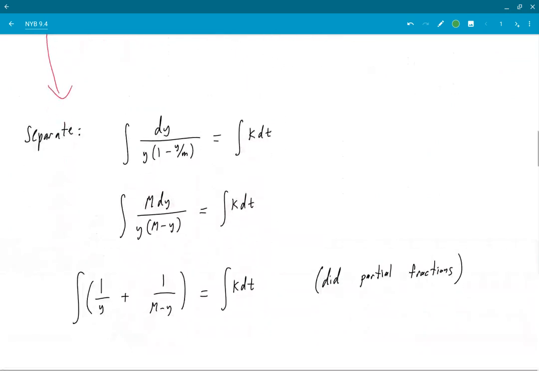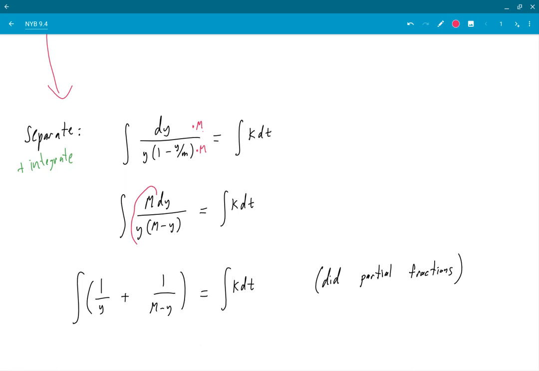Okay, so what do I do? Pause and copy. Start by separating. I separated and I integrated in one step. So this circled thing in green came downstairs on the left-hand side, and I integrated both sides. Then what I do is I multiply this fraction, top and bottom, by m, and that simplifies this integrand here.